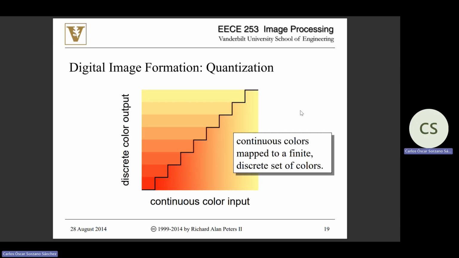Then we have the quantization of the image. So the quantization of the image, you have a continuous color. So this will be the average we have just computed. But then we cannot represent everyone.